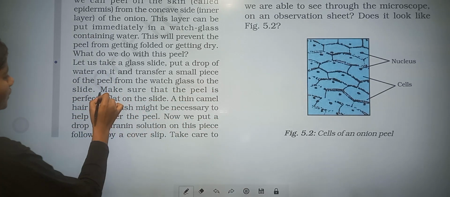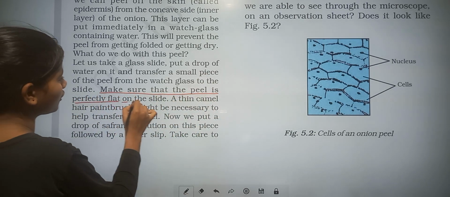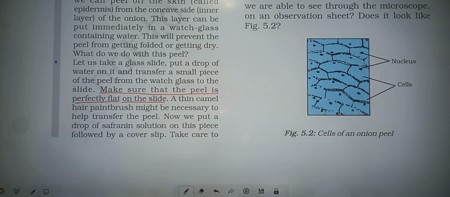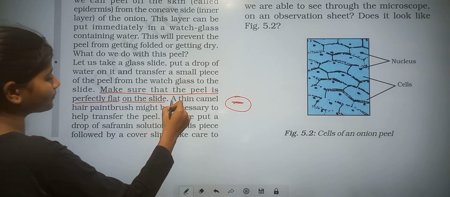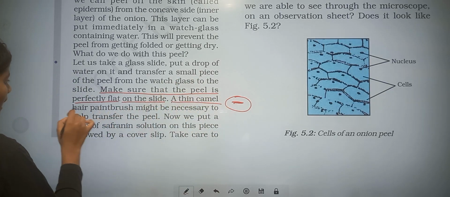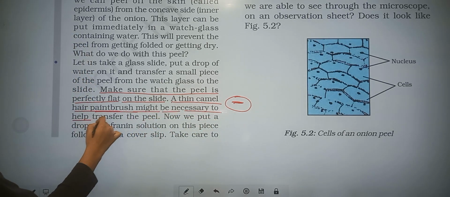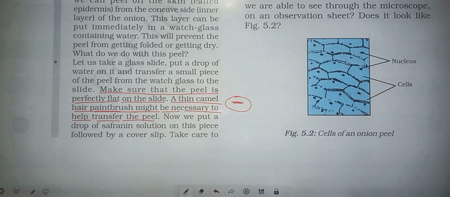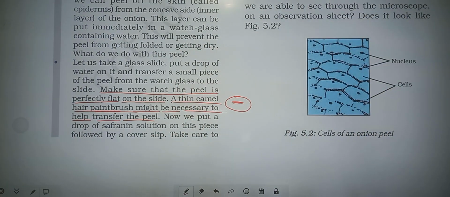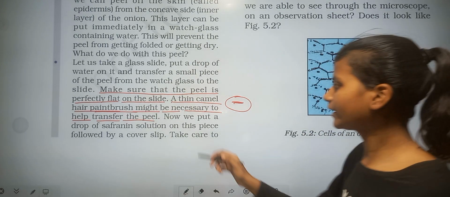What do we do further? Make sure that the peel is perfectly flat on the slide. Okay. A thin camel hair paintbrush might be necessary to help transfer the peel. Okay.